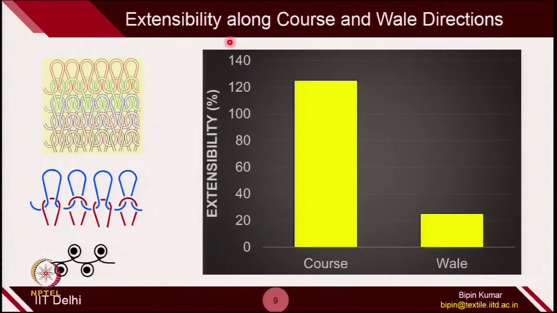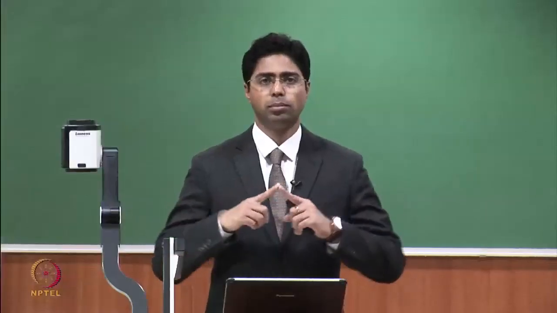On extensibility, one thing we observed is different extensibility behavior in course and wale directions. We tried a simple rib fabric, with loops on each needle from the front bed and back bed. This is the normal rib structure. We observed that the stretchability of the fabric in the course direction is much higher than in the wale direction. This is obvious, I think, when you try to stretch in the course direction. You can see this is in loop shape, so the moment you try to stretch in the course direction, this loop will try to open up. The leg which is in V shape will try to open up.